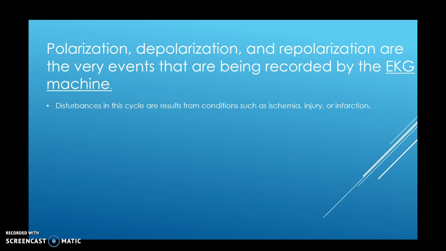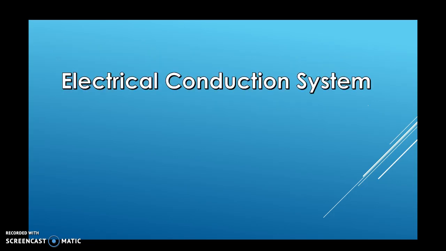And these three things are what is recorded on every EKG. This whole cycle happens thousands of times every minute. Okay? So that was on the cellular level of how the actual heart muscle contracts.